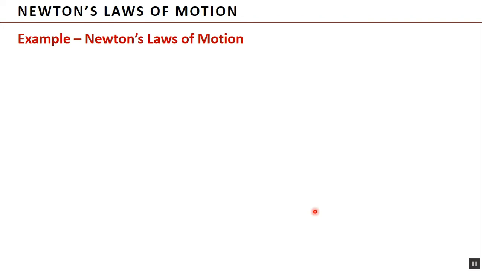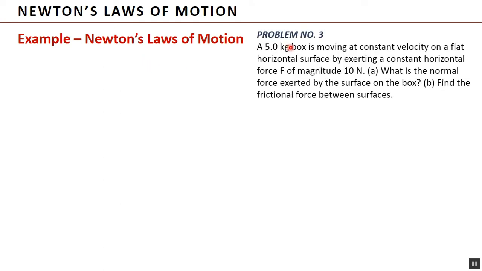Now let us begin the real challenge. We will do a lot of problem solving. So please pay attention and listen carefully. Problem number 3. A 5 kg box is moving at constant velocity on a flat horizontal surface, by exerting a constant horizontal force F of magnitude 10 newtons. Letter A. What is the normal force exerted by the surface on the box? Letter B. Find the frictional force between surfaces.